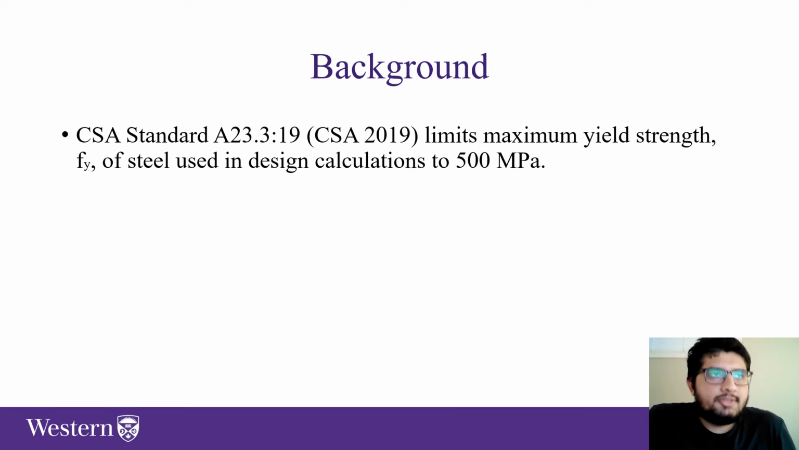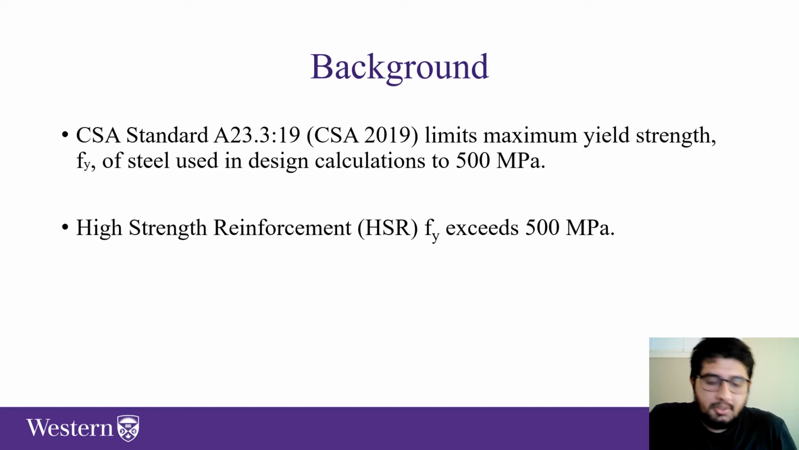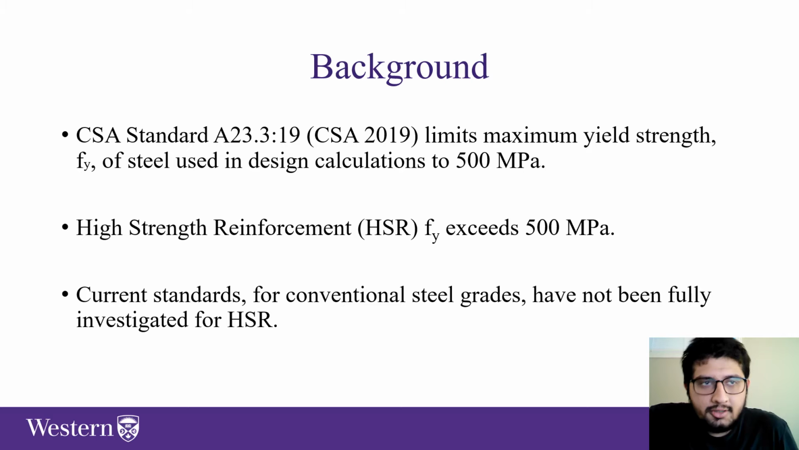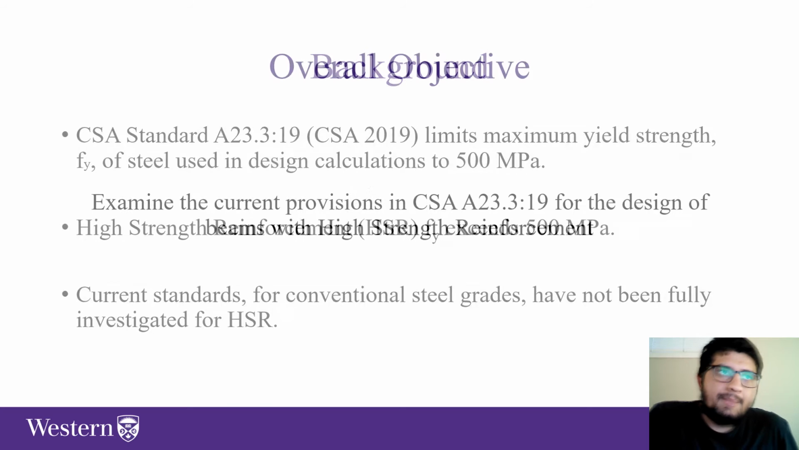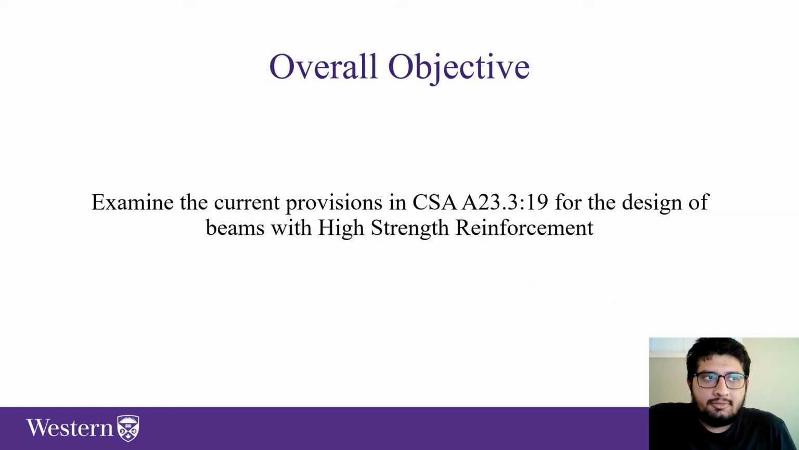Currently the CSA standard A23.3 limits the maximum yield stress of steel reinforcements to 500 MPa, and high-strength reinforcements have yield stresses which exceed 500 MPa. The current standards for conventional steel grades haven't been fully investigated for beams reinforced with high-strength steel. So the overall objective is to examine the current provisions in A23.3 for the design of beams with high-strength steel and check their adequacy.